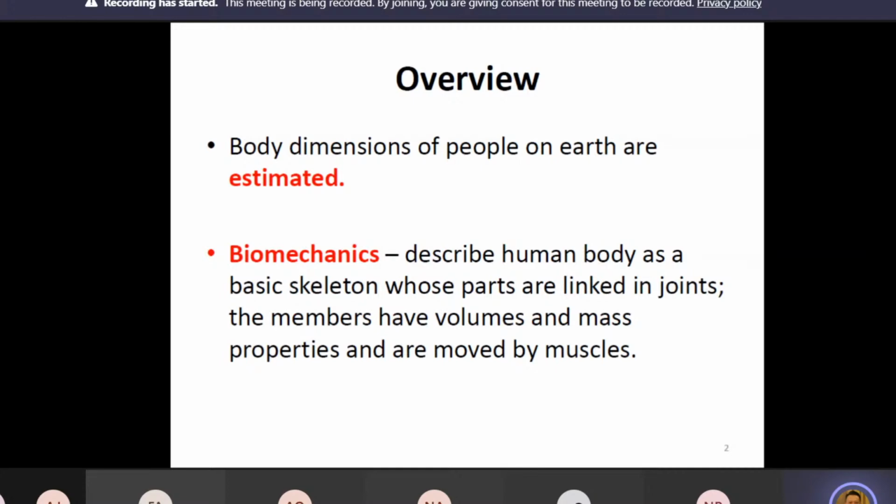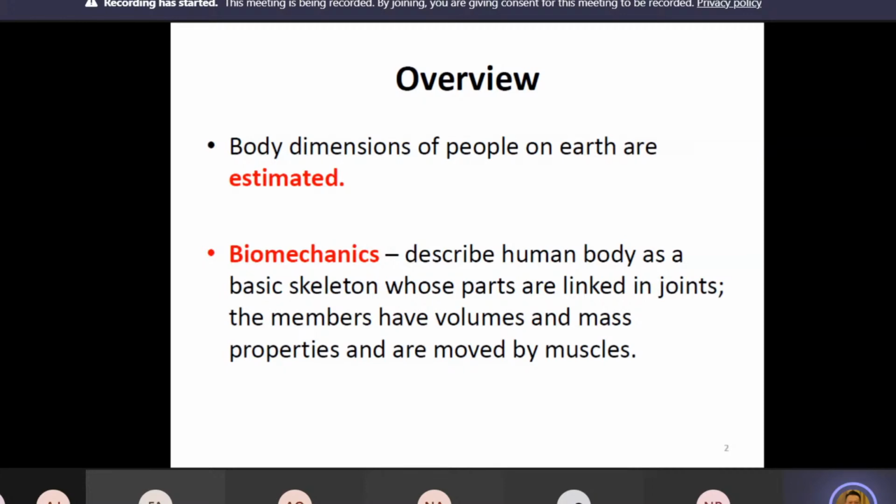And then after looking into body dimensions, we are going to look into biomechanics. How does the human body work? How does the human body move? What moves your body? What moves your limbs? What moves your hands, basically?